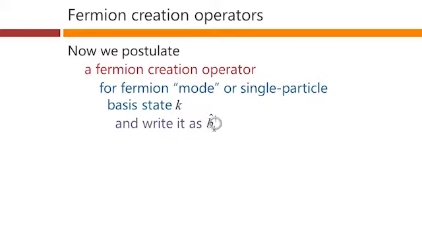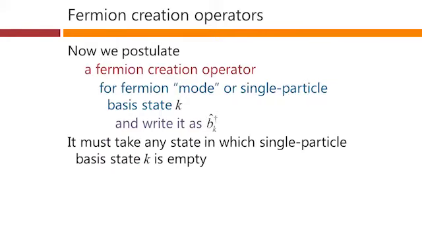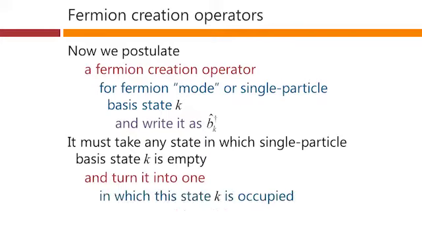The dagger is because it's a creation operator, and by analogy with the notation we ended up with for boson creation operators, those ones had the dagger here. And what this operator must do is it must take any state in which the single particle basis state K is empty and turn it into one in which this state K is occupied. So this is a mathematical operator that's going to perform this function.